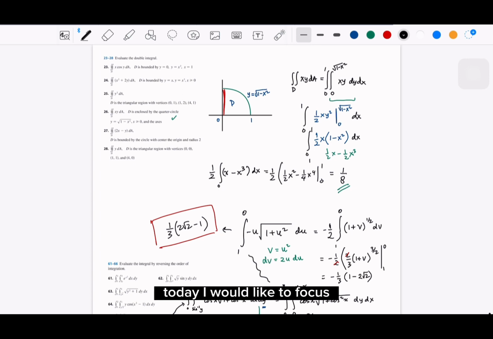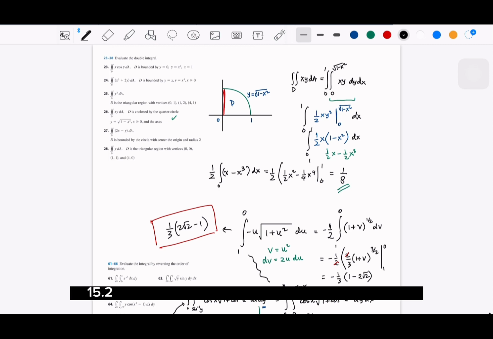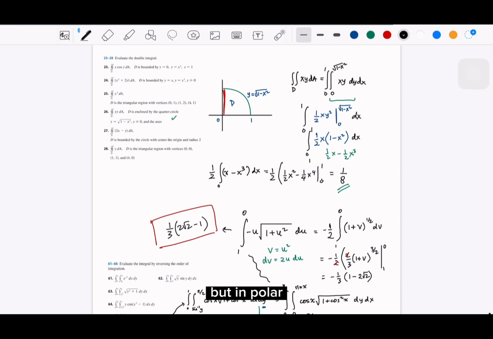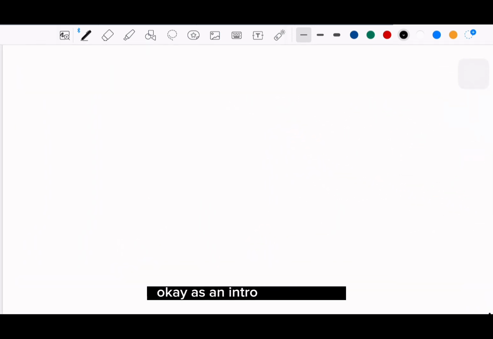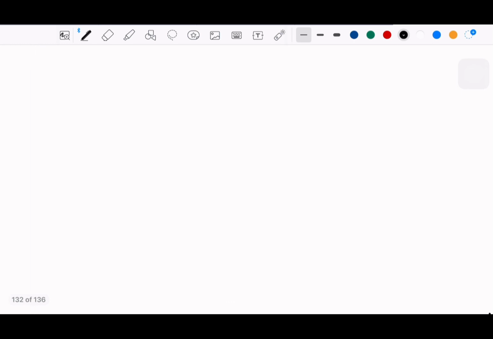Today I would like to focus on continuing the chapter, the double integral, section 15.2. I would like to continue with double integrals, but in polar coordinates. Okay, so let's start. As an intro, let me write the double integral.